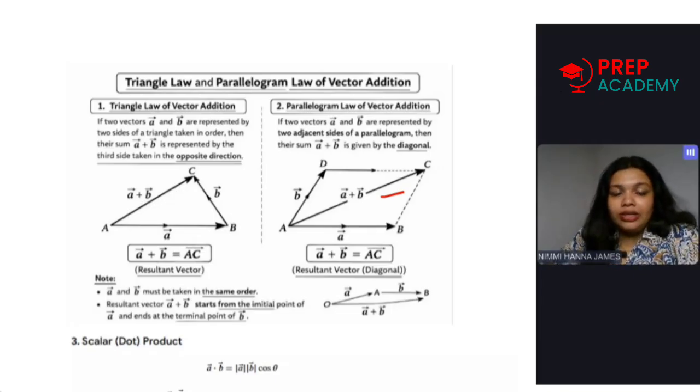Here we have to note the direction. A vector means AB, and B vector means BC. If we consider it as a route to reach from A to C, we can reach from A to C in two ways. We can take the vehicle from A and reach B, and then start there and reach C. First A to B, then B to C. That is one way. Or another way is A to C. So in both of these methods, we can do it.